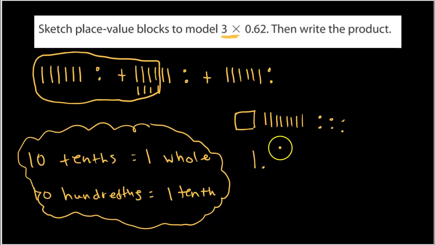1 and 8 tenths, right? 1, 2, 3, 4, 5, 6, 7, 8, and then 6 hundredths. So my product is 1 and 86 hundredths. Okay.